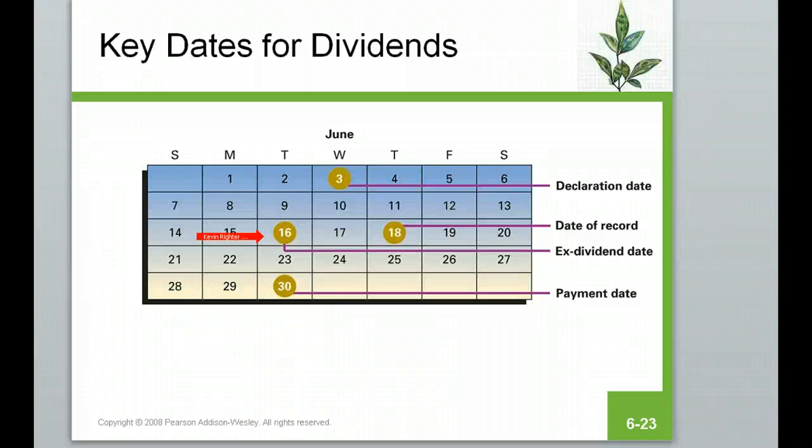So, if you bought the stock on June 15th, right here, you would get the dividend. If you bought the stock on June 16th, the seller would receive the dividend. Of course, that dividend would be paid on June 30th.